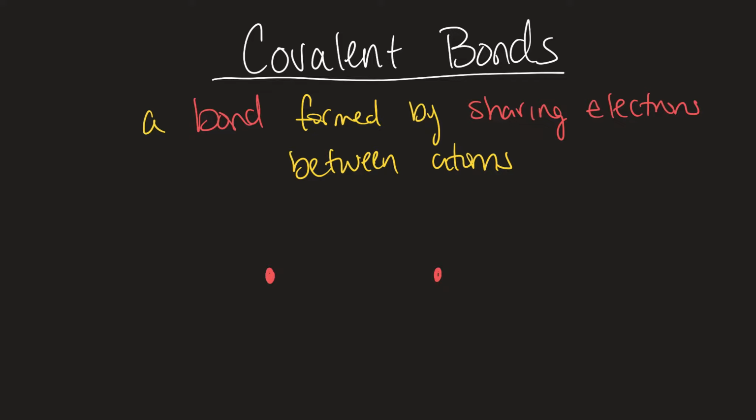And so a covalent bond is basically when you have two different nuclei and they're sharing a pair of electrons between the two, okay? And this is what bonds these two atoms or the two nuclei together, all right?